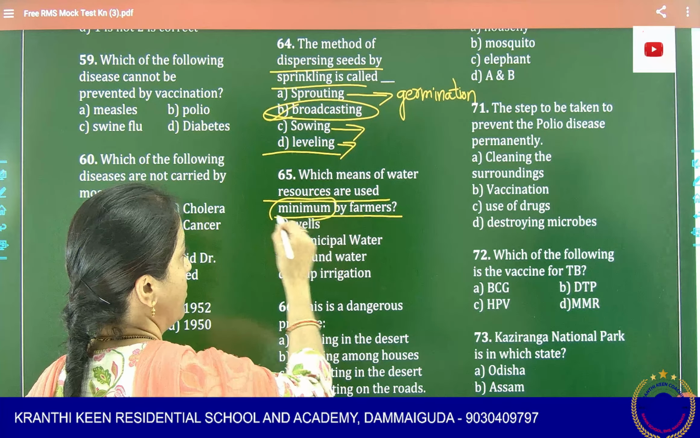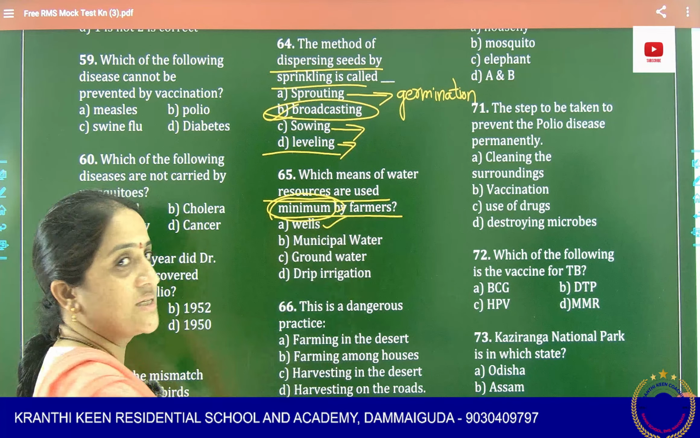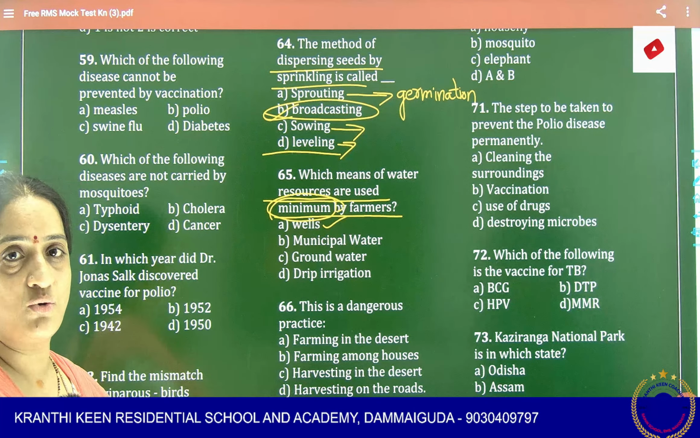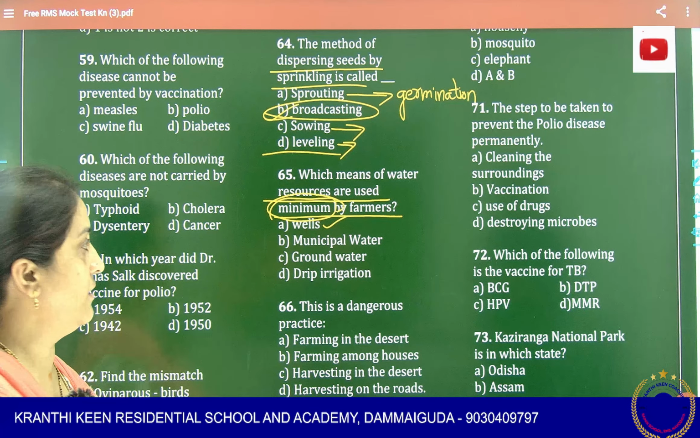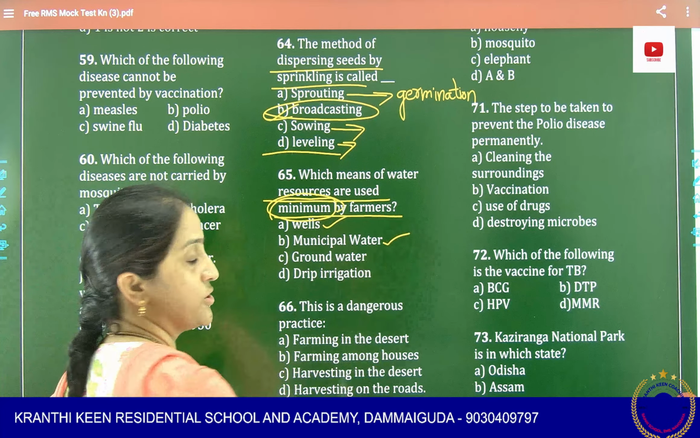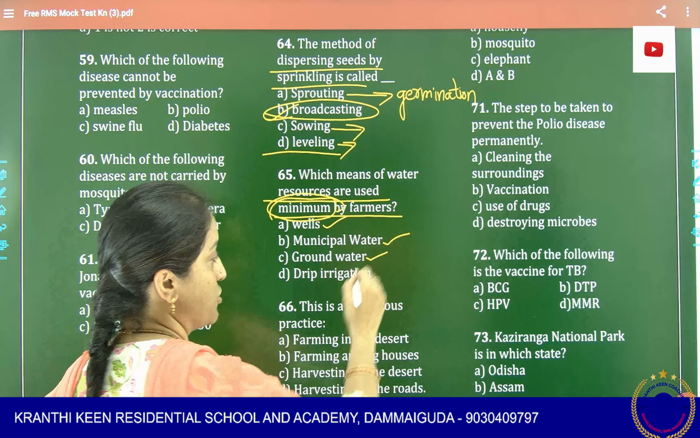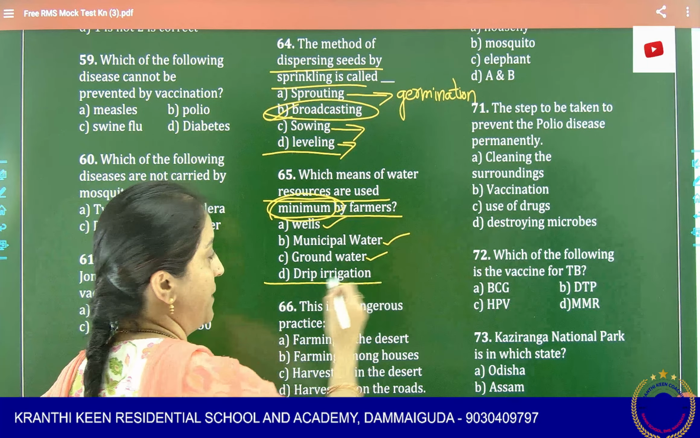Minimum, they are asking. Okay. So wells, or mostly the farmers use the well water to irrigate their field. Municipal water is also used. Groundwater is also used. Whereas coming to the drip irrigation.